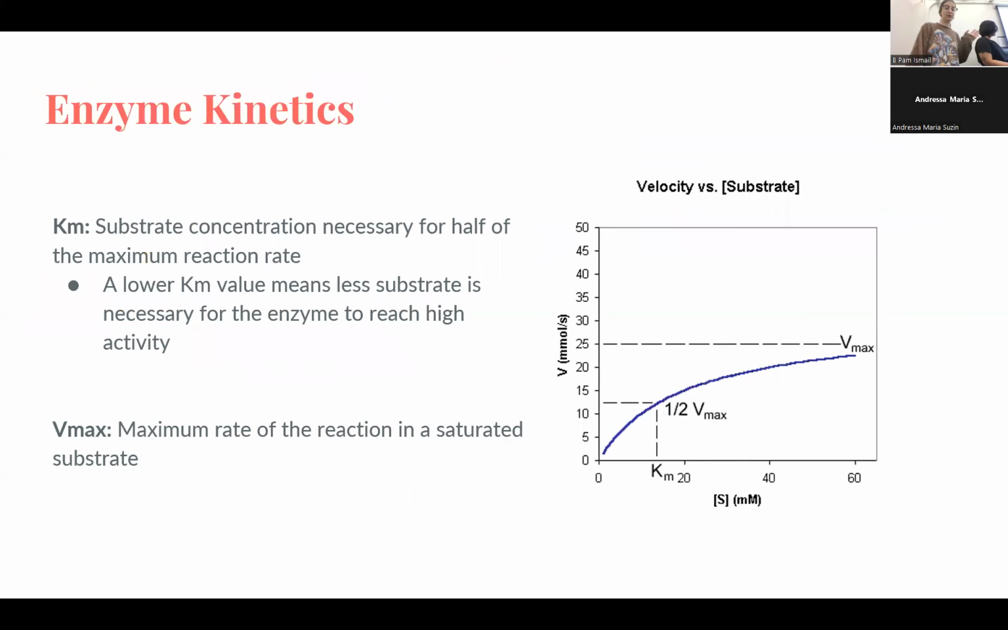And then another quick overview. Km is the substrate concentration necessary for half of the maximum rate of reaction. And Vmax is just the maximum rate of reaction. You'll see these values later on in the presentation as well.